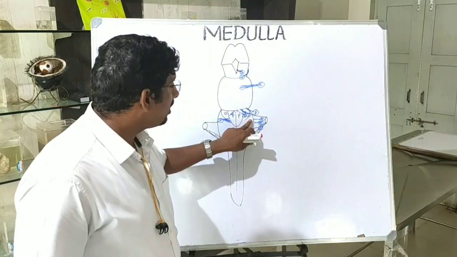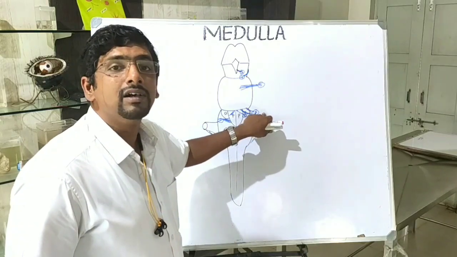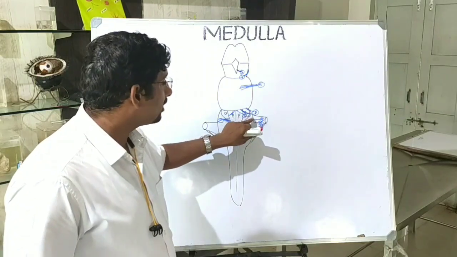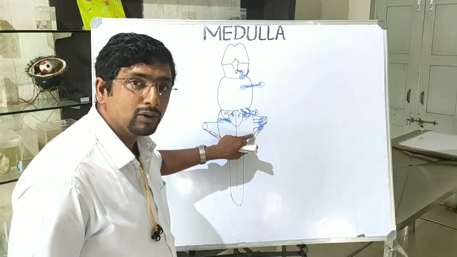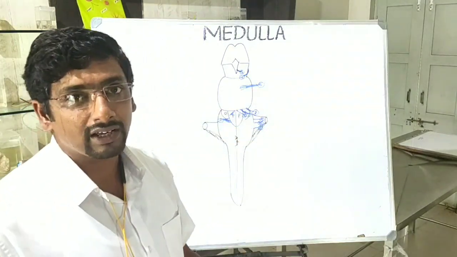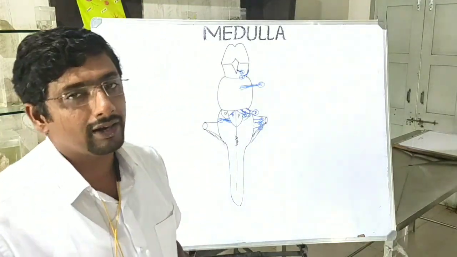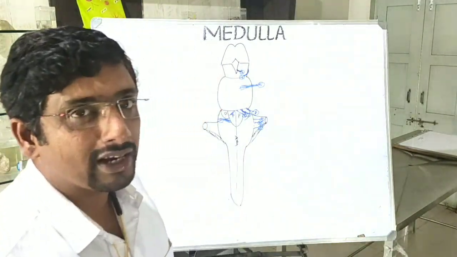Then between the olivopeduncular sulcus, between the olive and the inferior cerebellar peduncle, we have 9th and 10th, and below to that there is a 11th cranial nerve. Okay, already we have discussed about it. I am not going into detail about that.